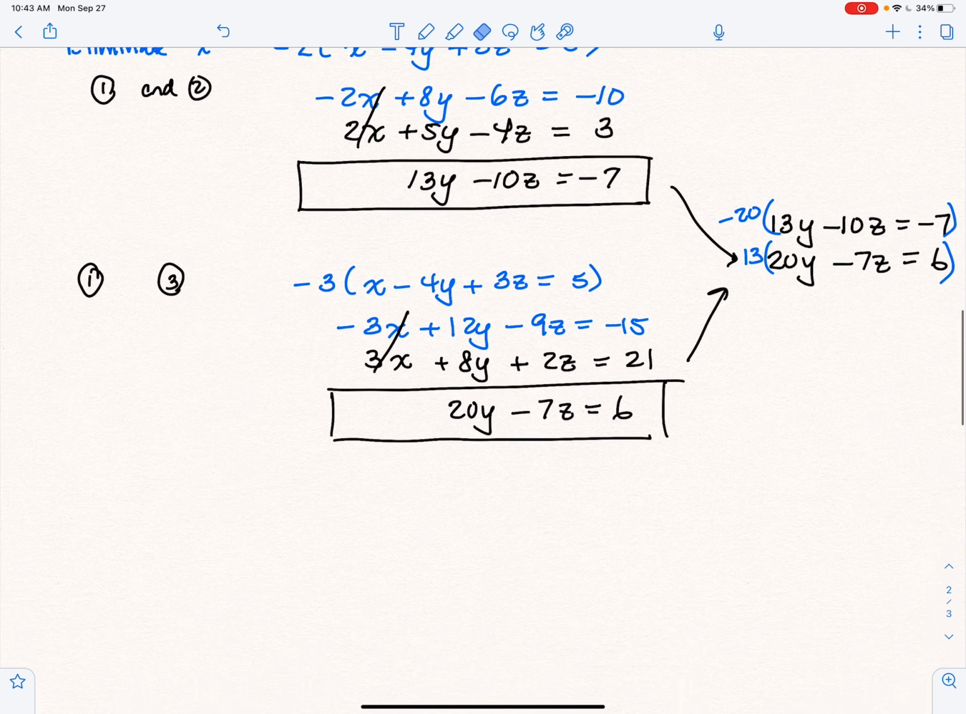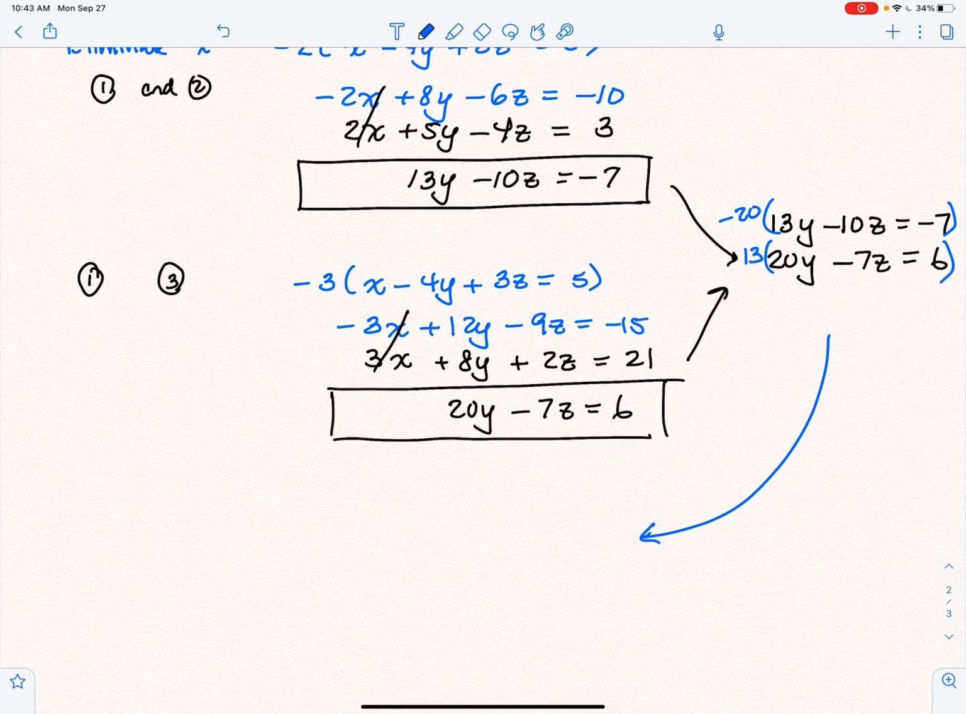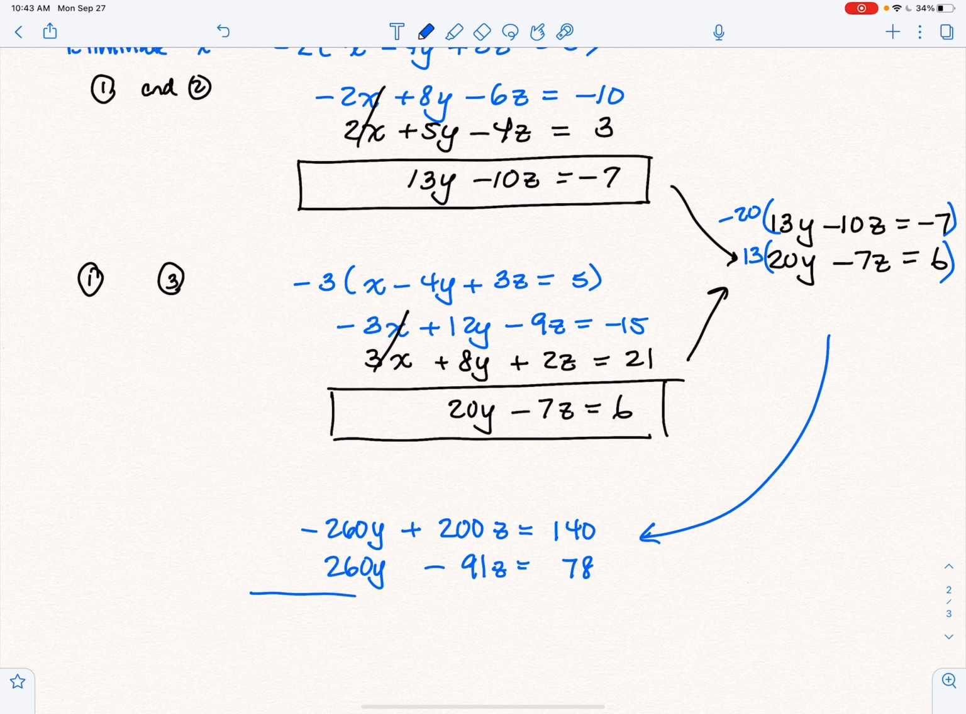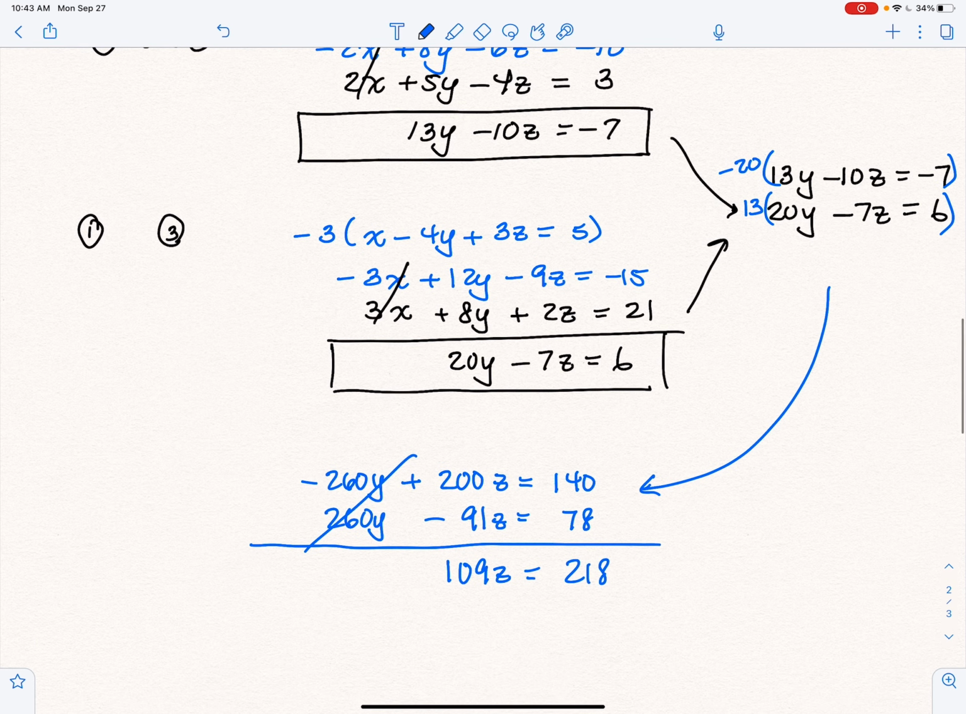So that gives us, I'm just going to draw an arrow and go down here because I need more room, -260y plus 200z equals 140. And then 260y minus 91z equals 78. Those cancel out. So we have 109z equals 218. That looks scary for a second. When you divide both sides by 109, we get z equals 2.